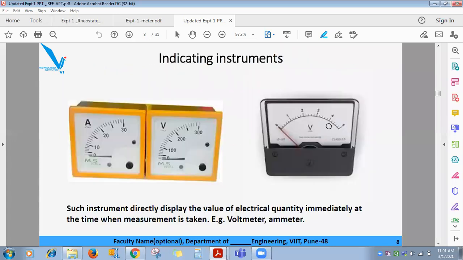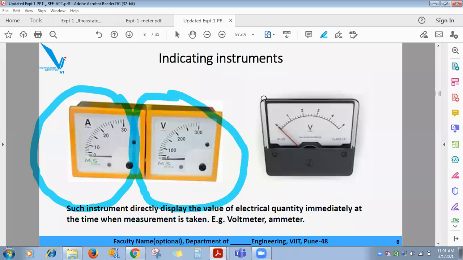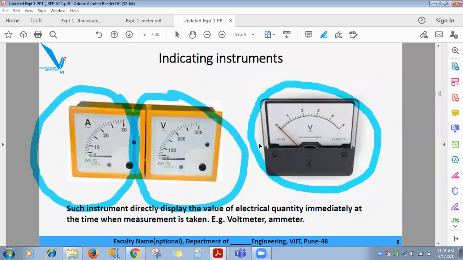Okay, so which ones are these instruments? Yes, the first one is which one? Ammeter. Second one, voltmeter. And the third one? Multimeter? No, no. Third one, galvanometer? The third one is what? It is also a voltmeter, V is written. Now can you tell me what is the difference between the last two voltmeters?